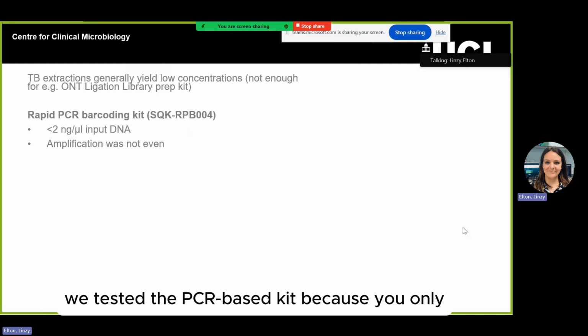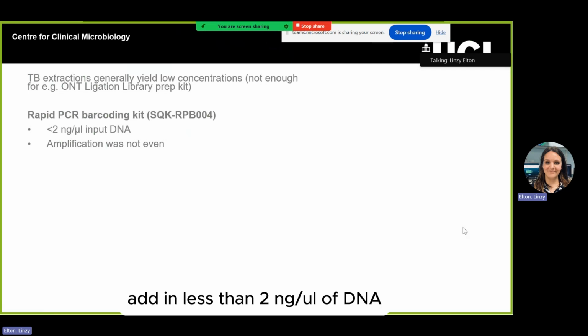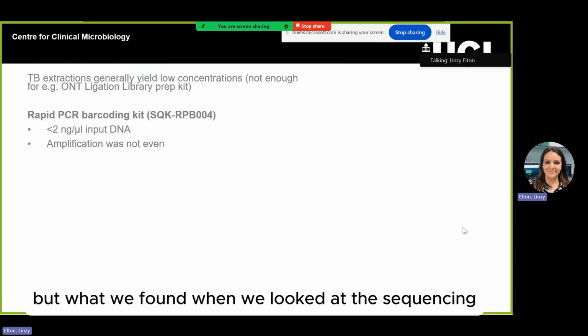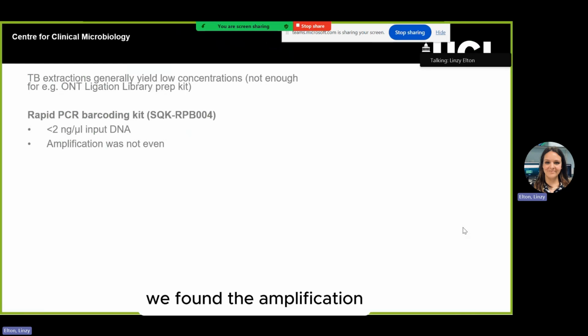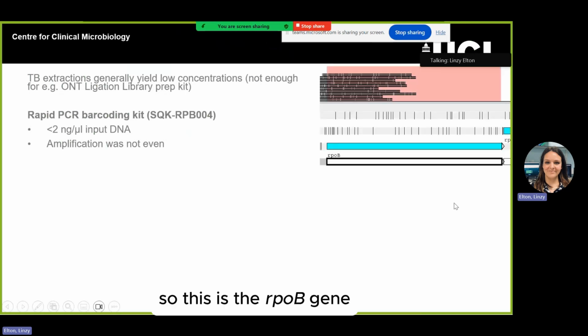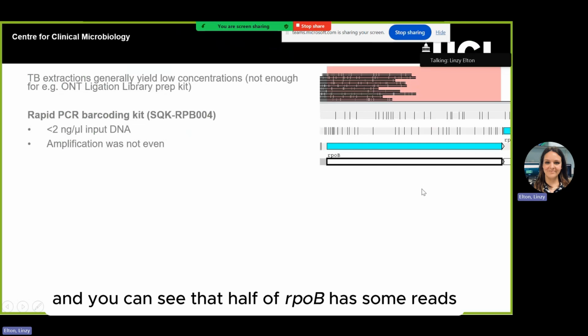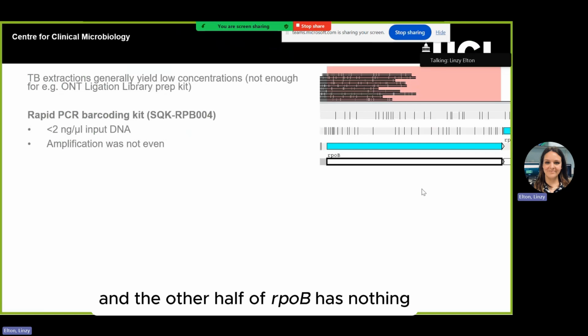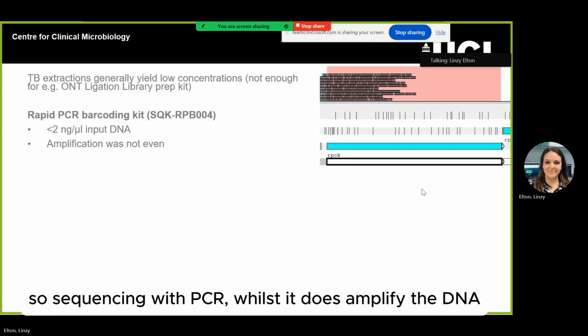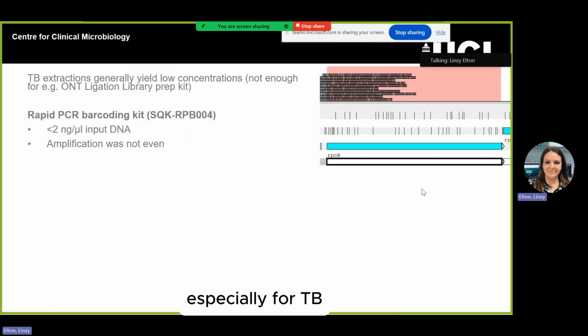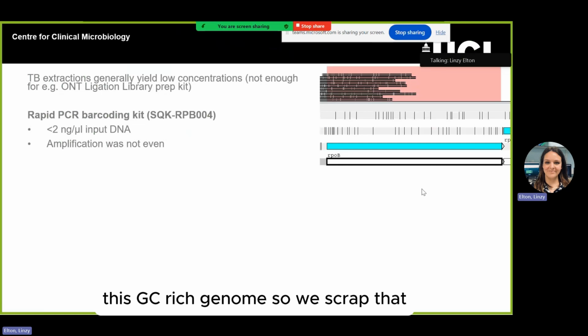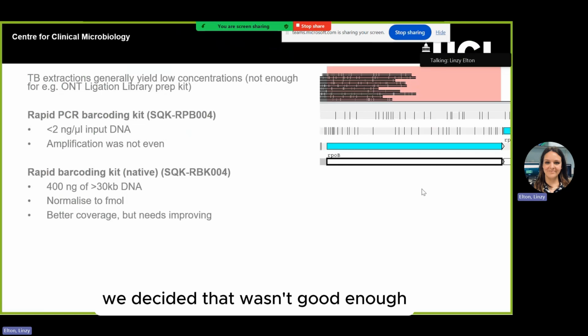We tested the PCR based kit, because you can add in less than 2 nanograms per microliter of DNA. But what we found when we looked at the sequencing, we visualized it, we found that amplification wasn't even across the whole genome. So this is, hopefully you can see, this is RPOB, and you can see that half of RPOB has some reads, those black lines at the top, and the other half of RPOB has nothing. So sequencing with PCR, whilst it does amplify the DNA, it doesn't amplify it very evenly, especially for TB, which obviously has, as I say, these repeat regions, this GC-rich genome. So we scrapped that. We decided that wasn't good enough.